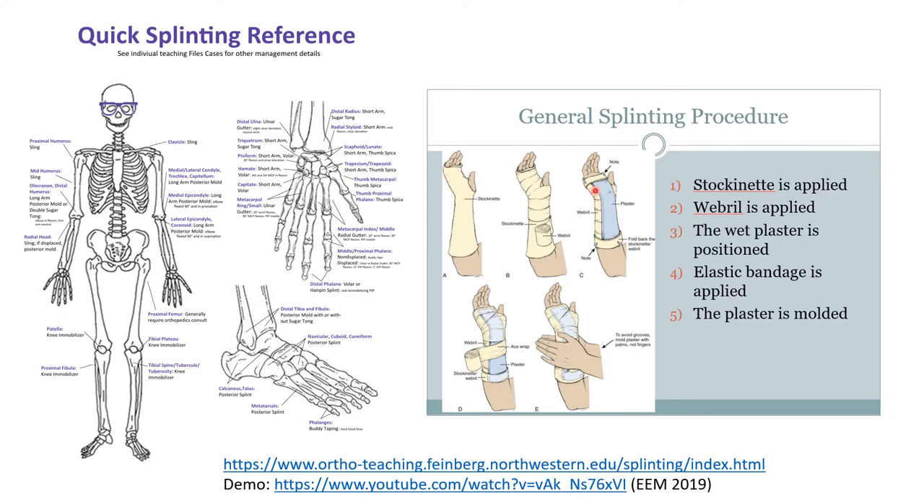And then you put on the wet plaster. Depends on what kind of plaster you want. There are different kinds. We'll go through it. Then after the plaster is put on, you put on the elastic bandages, and then you'll mold it, and then you're done with the splinting. Seems easy, but there's a lot of art going into this, and the splinting nurses are phenomenal at making it look easy.